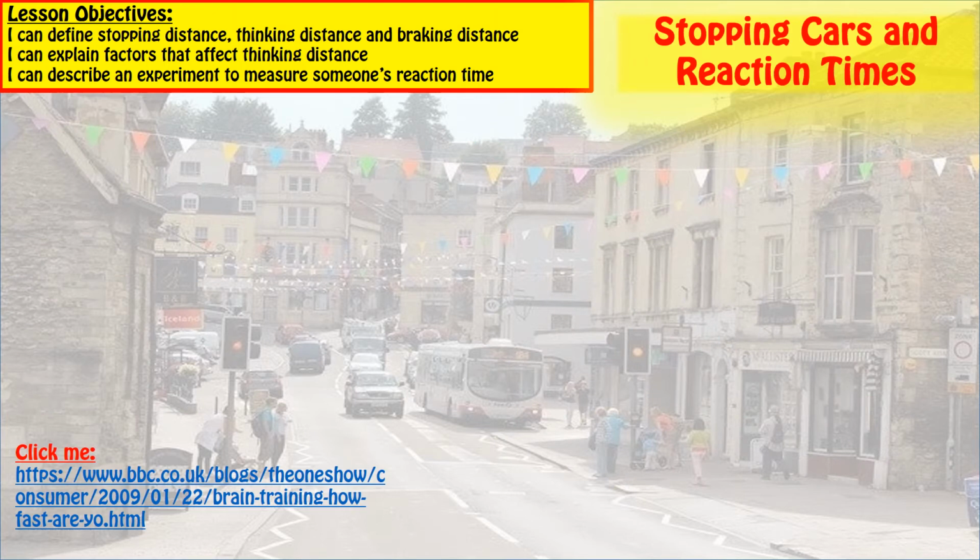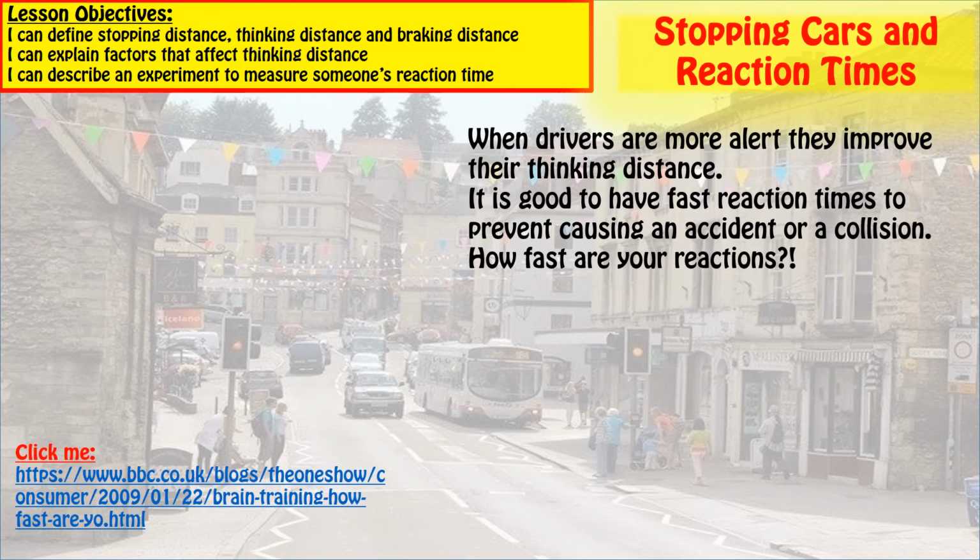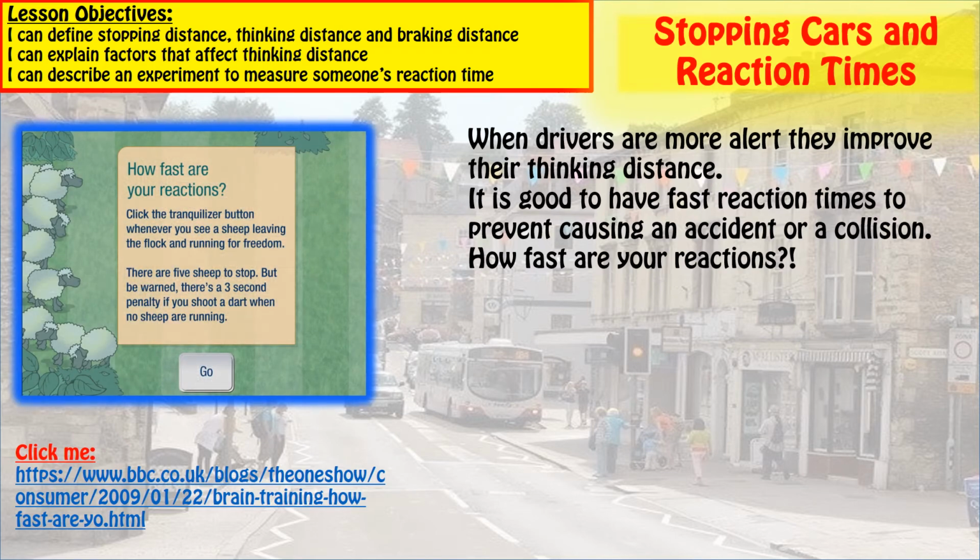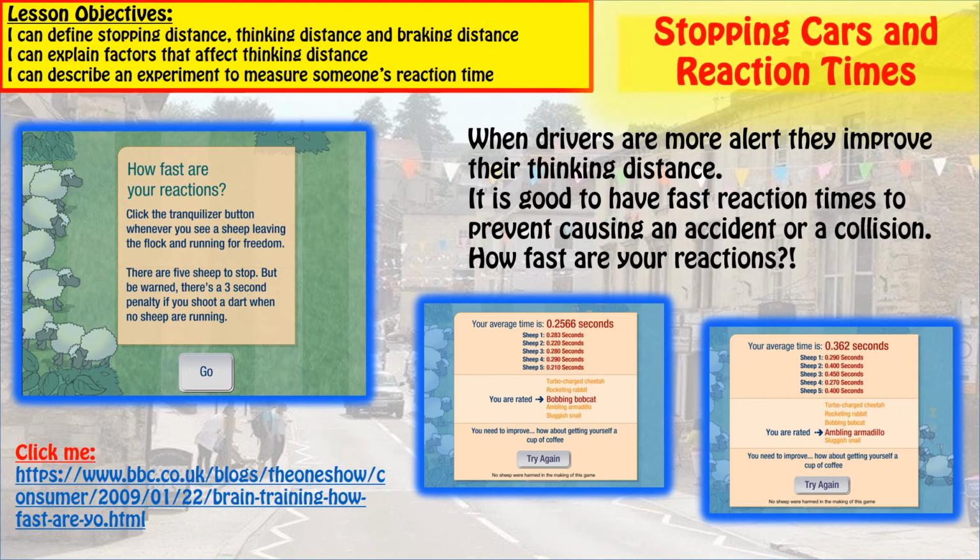So looking at the reaction speeds, you can have a go at this yourself. So when drivers are more alert, they improve their thinking distance. Okay, so if you've had a stimulant like Red Bull or caffeine, as we looked at earlier, you're going to be much more alert and you're going to have much faster reaction times. And here's a little game run by the BBC. You can click on the link or look at the PowerPoint afterwards and click on it, or you can just type it into Google. You'll come to it. And there's a little game, the sheep run across and you've got to shoot a dart at them. But it gives you your reaction speed and you'll get answers that look like this.